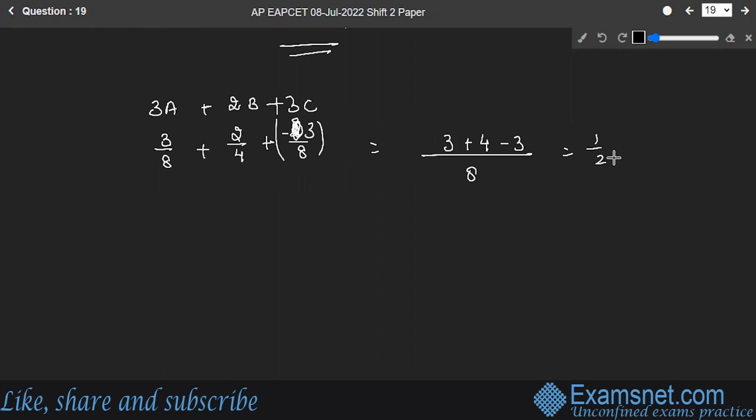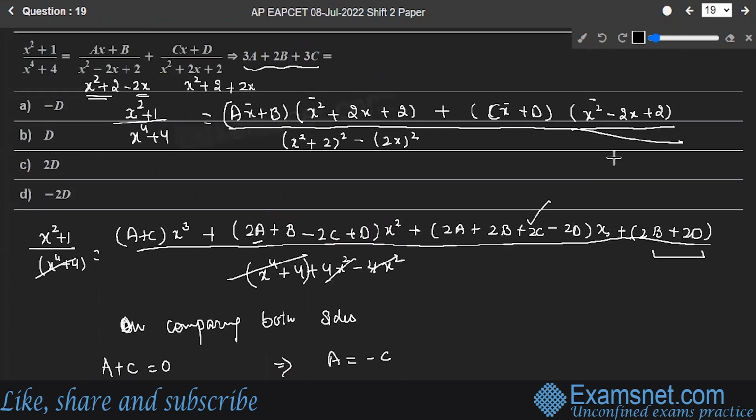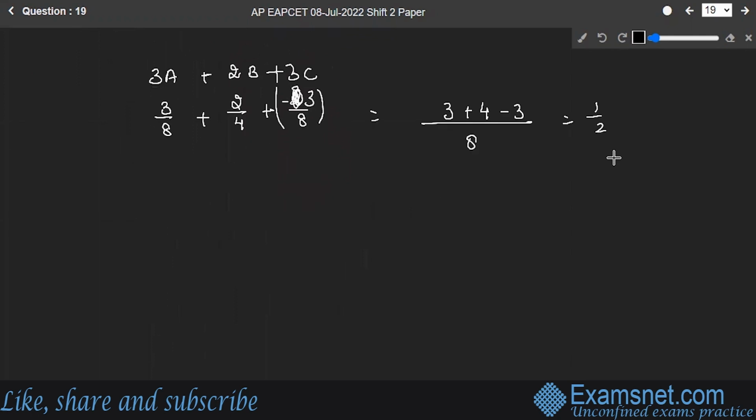Let's check with the options. Okay, I have the answer in the form of D. So this 1 by 2, actually, B is equal to D, right? So this can be written as, I have to modify this a bit. B is equal to D. Fine. So I'll redo this one because the options are given in the D form.